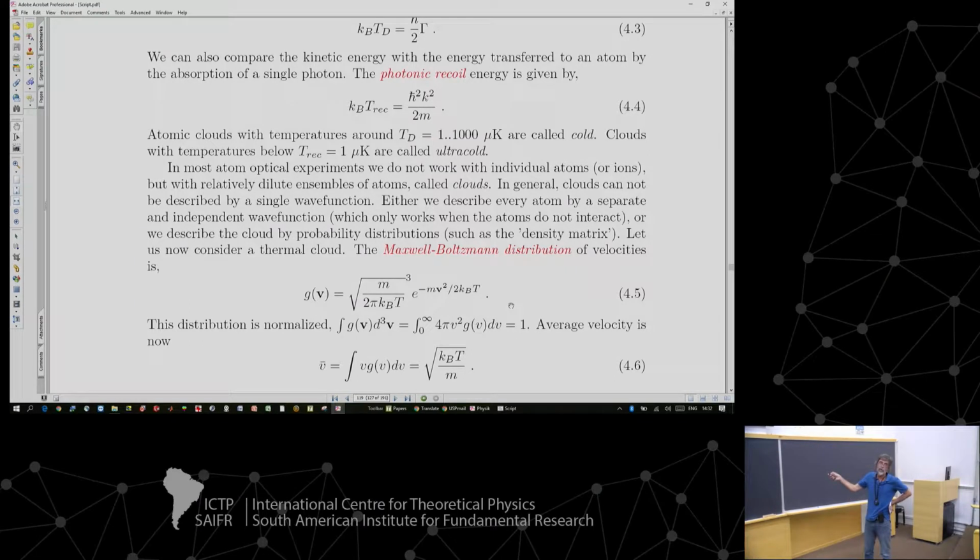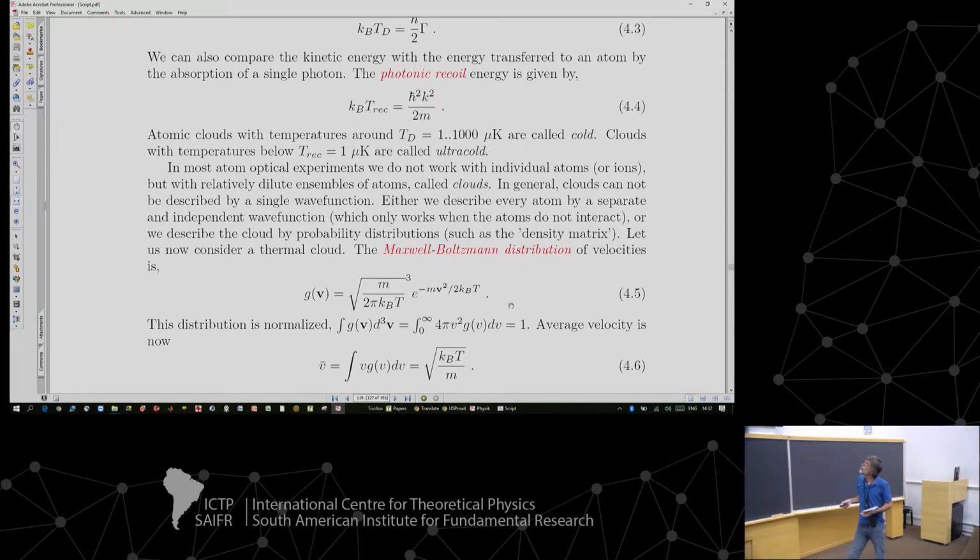Okay, so if you have a thermal gas, then the velocity distribution will be according to the Maxwell-Boltzmann distribution. So it's given by this formula. You have here the Gaussian term. And this velocity distribution you now can use for calculating the mean velocity in your sample. And the mean velocity is given by this: the square root of k Boltzmann T over m. This is the mean velocity.